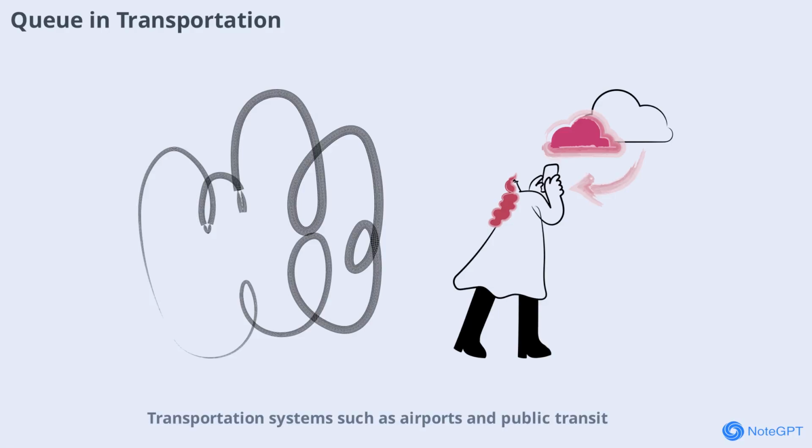Transportation systems, such as airports and public transit, use queues to manage passengers, vehicles, and cargo. By organizing these elements in queues, transportation providers can improve efficiency, reduce wait times, and enhance safety.